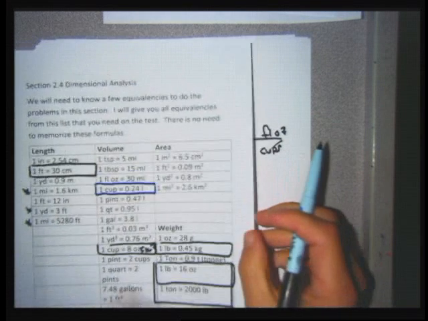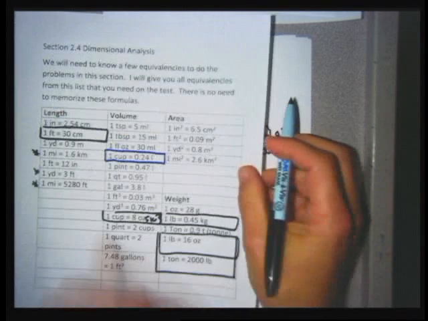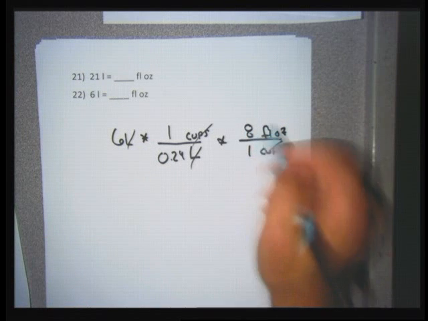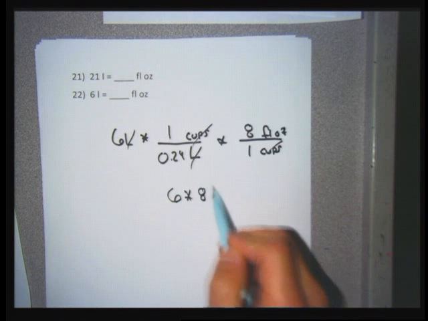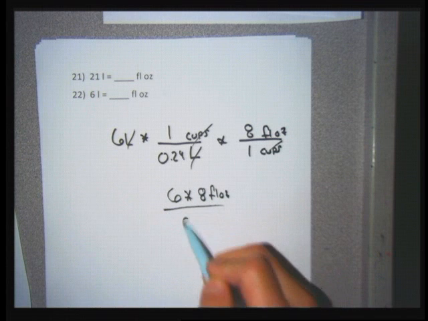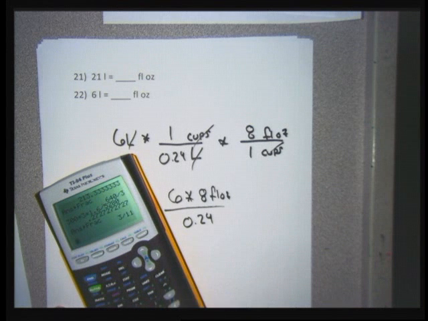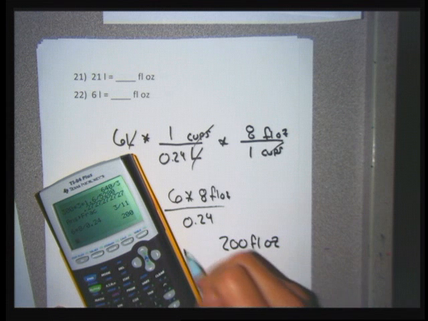So the things that I need: 1 cup is 0.24 liters. And then I need 1 cup is 8 fluid ounces. Units are all canceled out, so I have 6 times 8 fluid ounces over 0.24. And then calculator time. So 6 times 8 divided by 0.24, I get 200 fluid ounces for number 22.